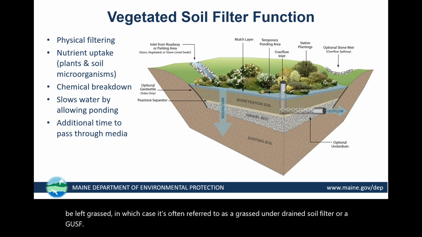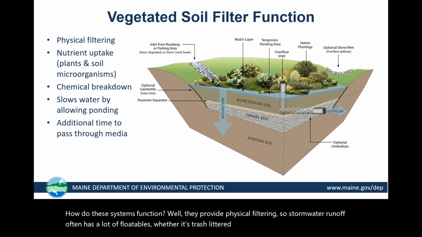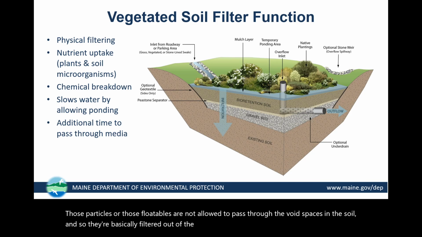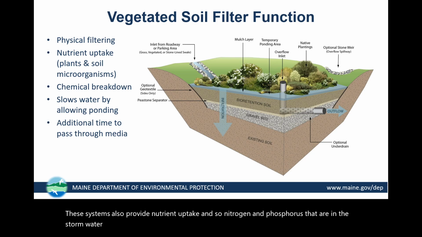How do these systems function? Well, they provide physical filtering. Stormwater runoff often has a lot of floatables, whether it's trash, litter, debris, or sediment. Those particles are not allowed to pass through the void spaces in the soil, and so they're basically filtered out of the stormwater and deposited on the surface to be removed later by routine maintenance. These systems also provide nutrient uptake, and so nitrogen and phosphorus that are in the stormwater get effectively removed to some degree by the vegetation, the root structures, and then also the soil microorganisms.